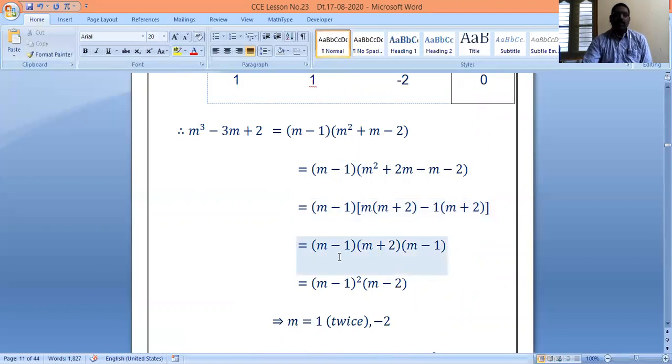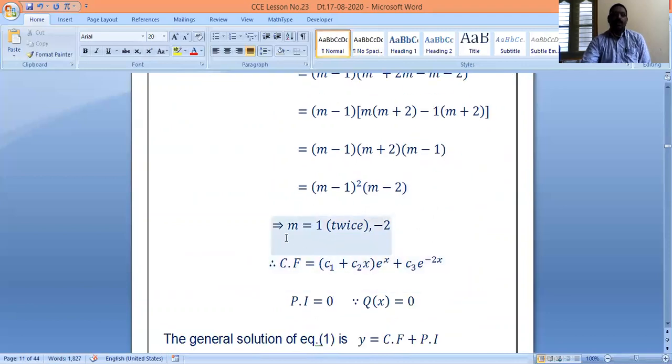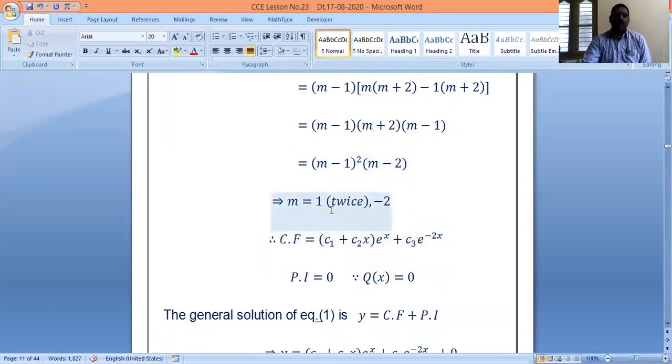We get (m minus 1) into (m plus 2) into (m minus 1). That means (m minus 1) whole square into (m plus 2). That implies m is equal to 1 twice, comma, minus 2. Here the 1 is twice and minus 2 is distinct.